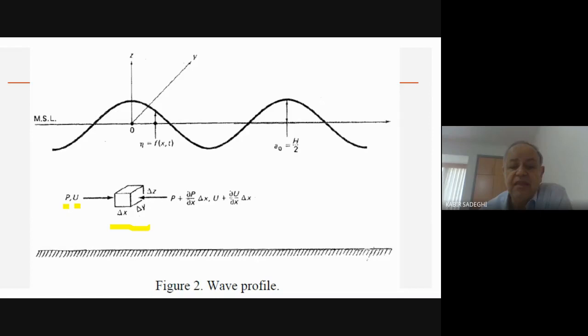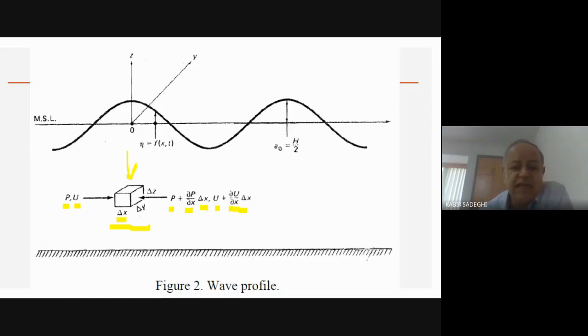On the other side, we have the increment of pressure added. It is very easy: instead of a differential equation, I say round p over round x, times delta x. What is delta x? Delta x is the dimension of the element in the x direction. Plus, for u, u is increased by a term, which is round u over round x times delta x. So this is for the x direction. For the z direction, we have similar equations.